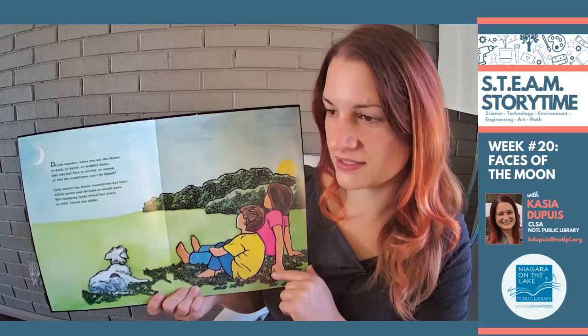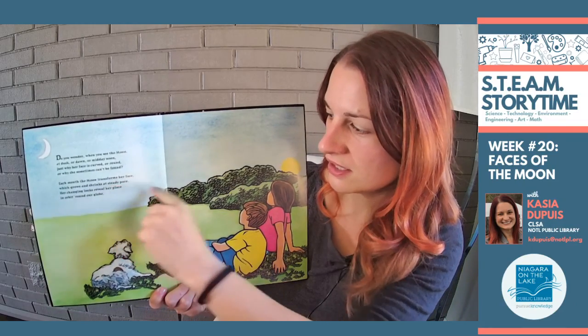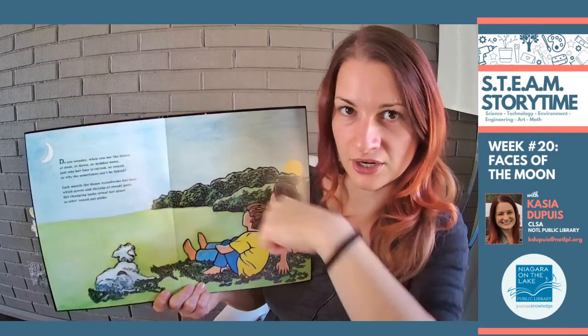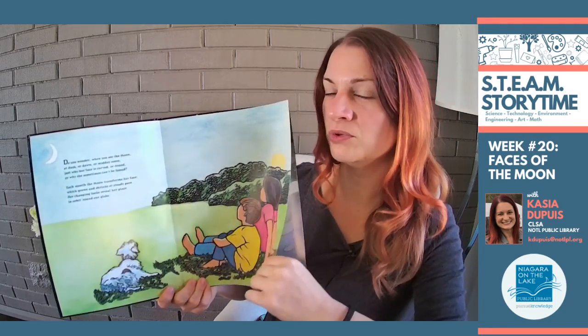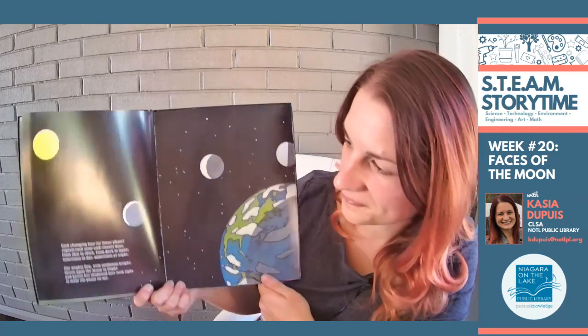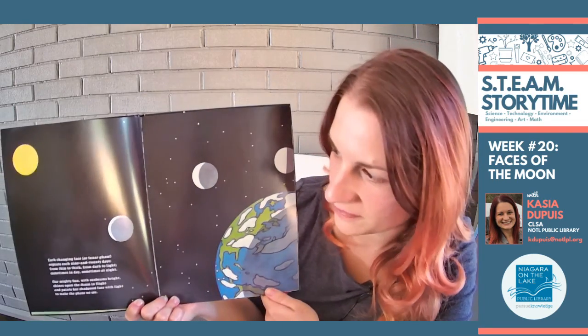So that basically said that the moon goes around our Earth, right? And our Earth goes around the sun. And the way that the moon looks depends on where it is around our Earth. So let's keep reading. Let's see what else we can find out.